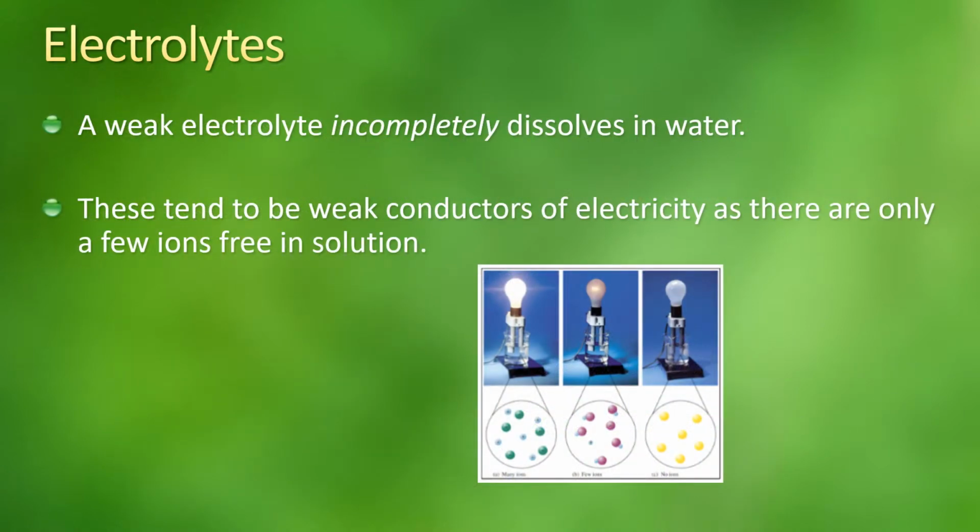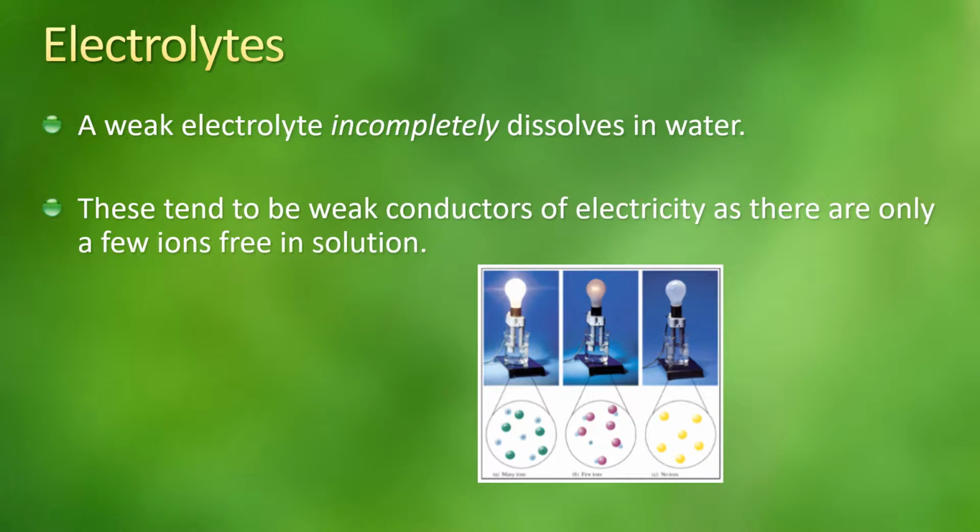In contrast, a weak electrolyte will incompletely dissolve in water. This does not mean it is insoluble. It simply means that it is less soluble than a strong electrolyte. Sugar would be a good example of an incomplete or weak electrolyte. It will partially dissolve, especially if you were to increase the temperature of the water or stir the solution.